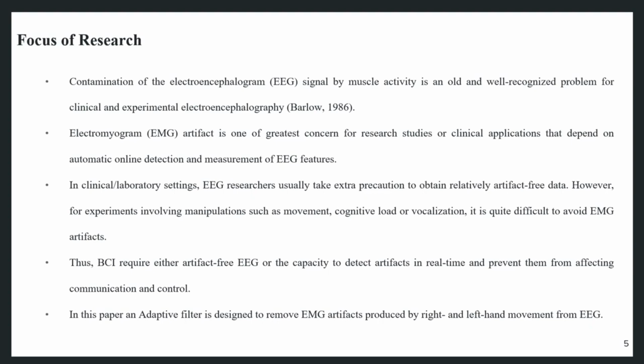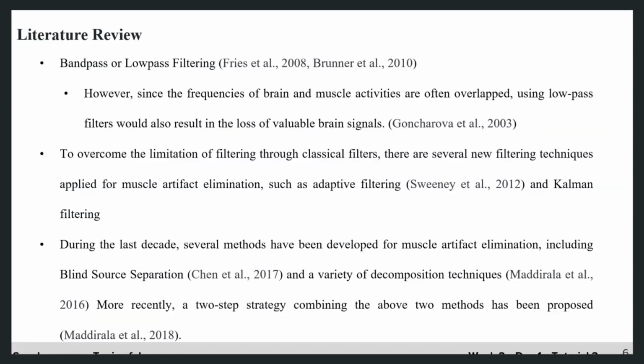So we use adaptive filters that basically model the EMG artifacts, and at runtime we use that to filter out the modeled EMG artifacts from the real-time EEG signal. So different types of filters are already used to model the artifacts and remove them. Some of them are band pass and low pass, and other artifact elimination methods include blind source separation, different decomposition techniques, etc.